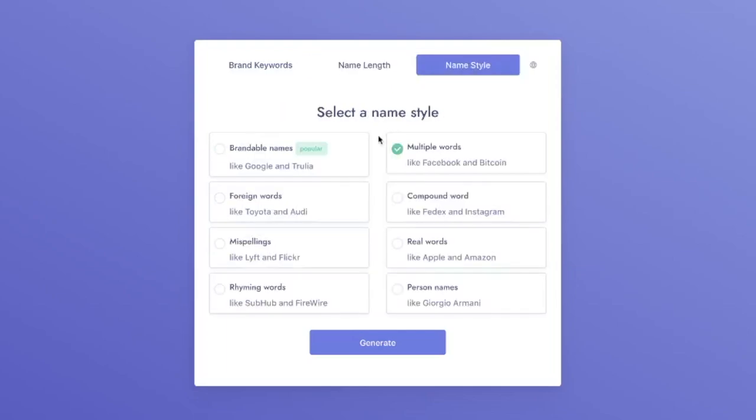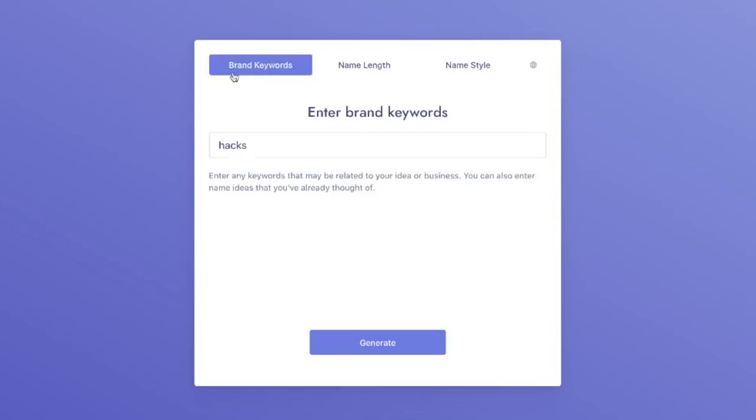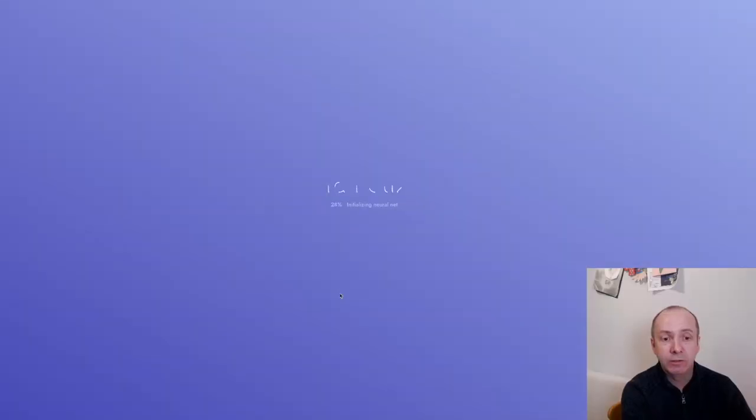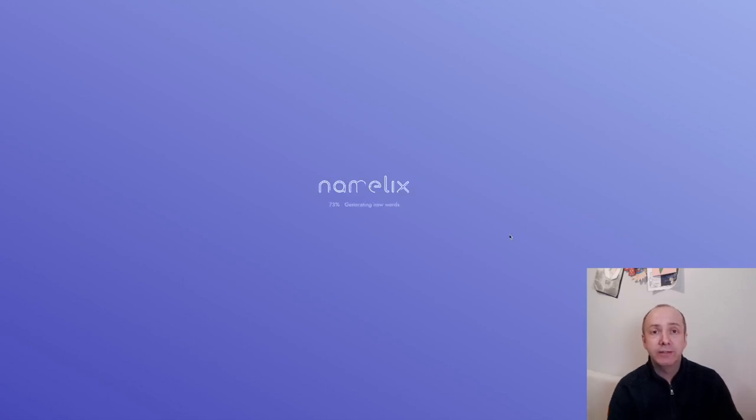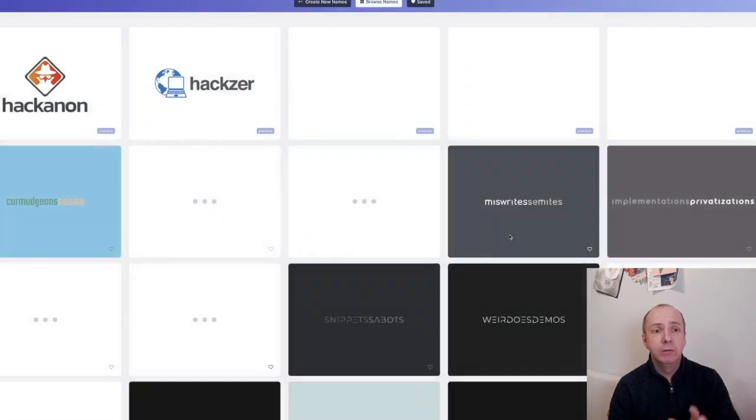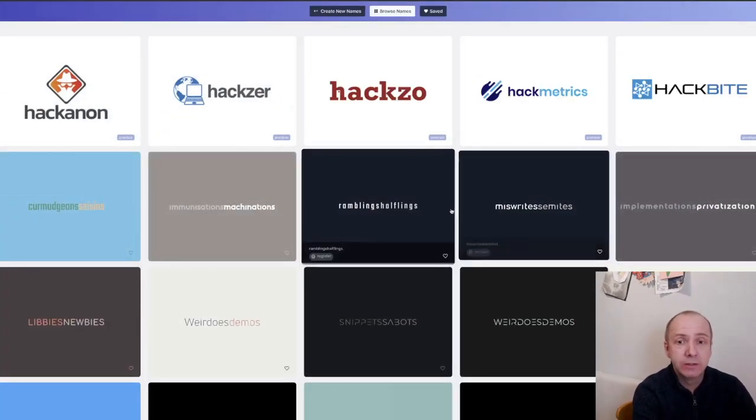So we could say that we want the domain name to be kind of real world named or rhyming words. So I'm going to go with brand keywords. I'm going to put hacks in first and let's hit generate and let's see what it comes up with. Now this isn't a domain name registrar, it's not a domain name supplier, but it just gives us some ideas. So let's have a look.